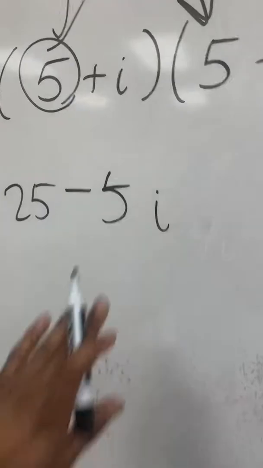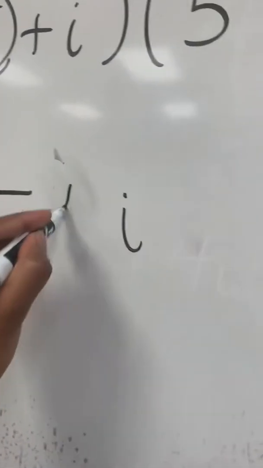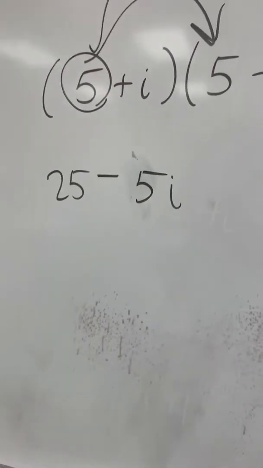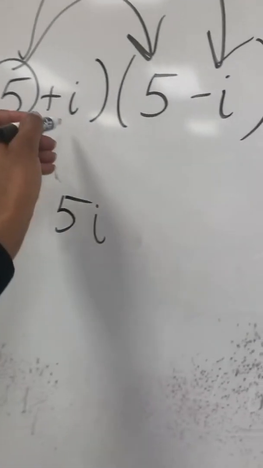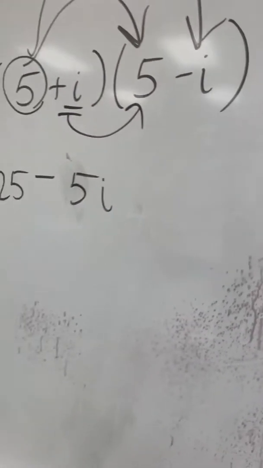All right. I don't like how that 5 looks. Negative 5i. I'm going to come here to the middle. I'm going to multiply 5 and i.